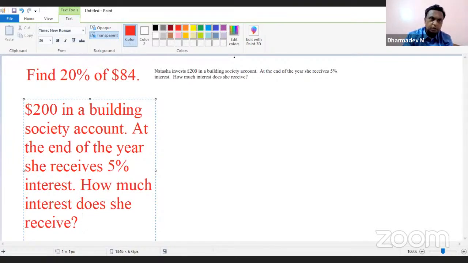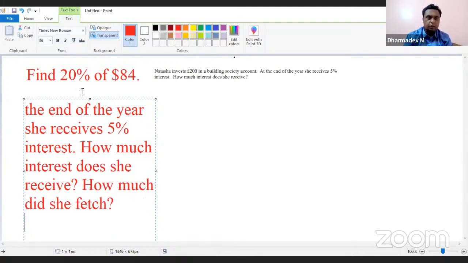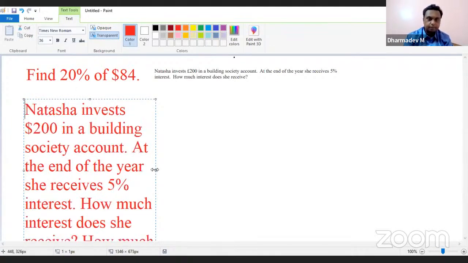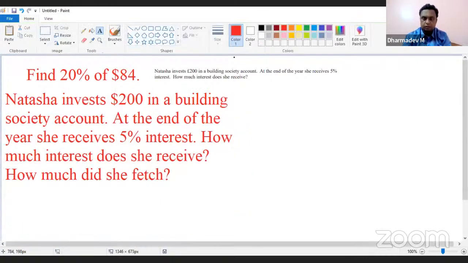Right. Next one, how much did she fetch? It's just a keyword, fetch. What is called fetch? Yes. So $210 she would have fetched. That means she would have got, okay, with the interest. Clear with that?